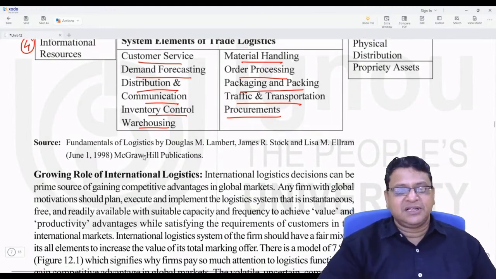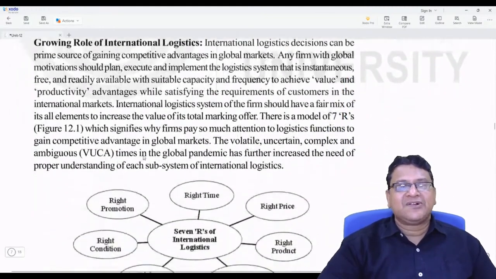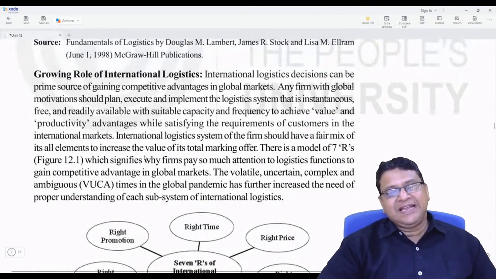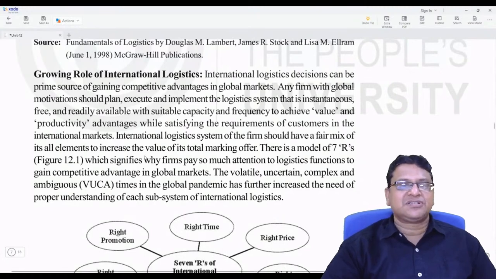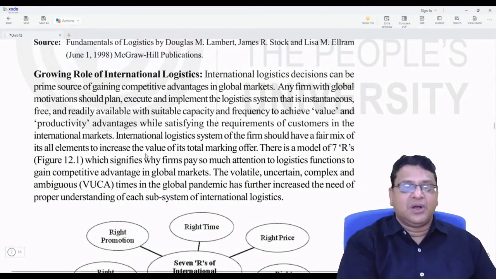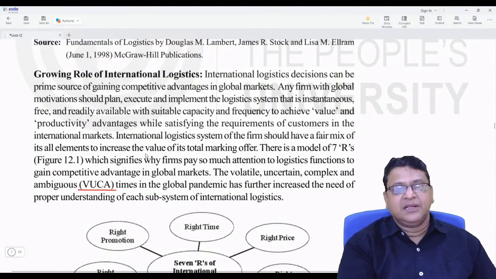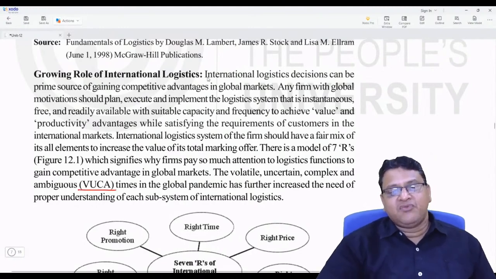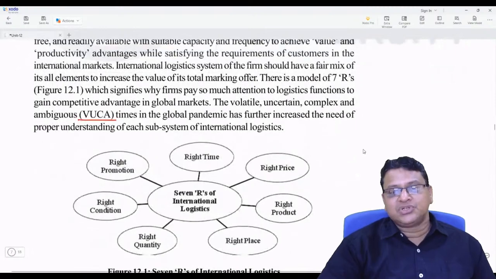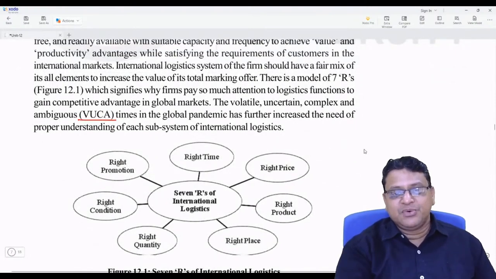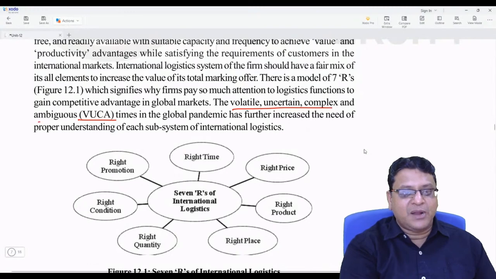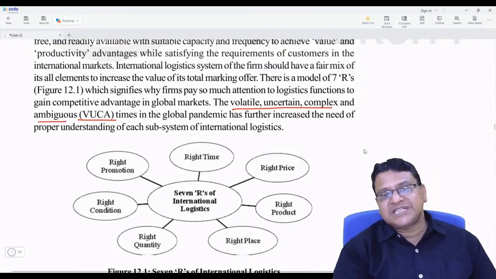Next, we are discussing the growing role of international logistics. In international logistics management, that is the logistics management of an international firm, the firm operates under a VUCA environment. We have discussed the concept of VUCA: a volatile, uncertain, complex, ambiguous environment. In this VUCA environment, we have to follow the 7R model.